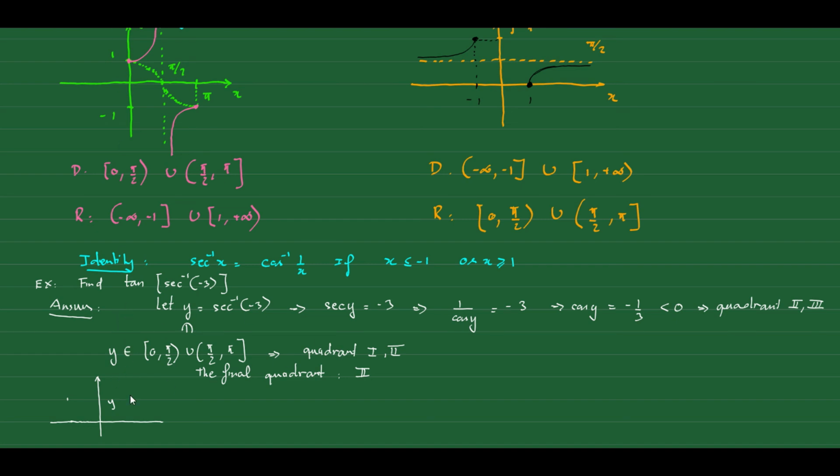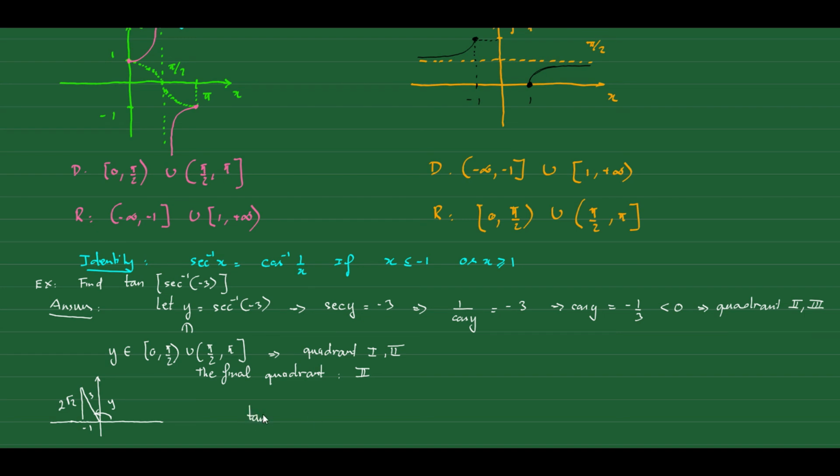So this is quadrant 2, and cosine is negative, so cosine is adjacent over hypotenuse. It's going to be something like this. Okay. So over here will be what? 2 square root of 2, right? Okay, 2 square root of 2. So this is angle y. Okay, so the reference angle will be this one.